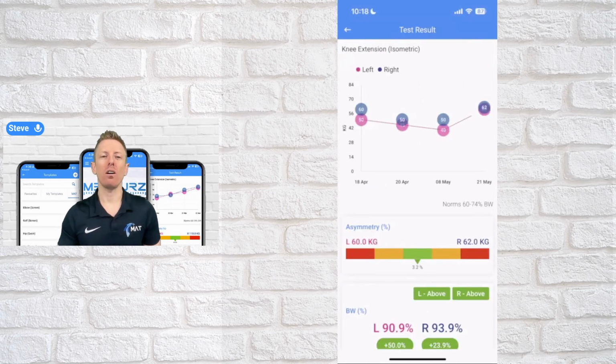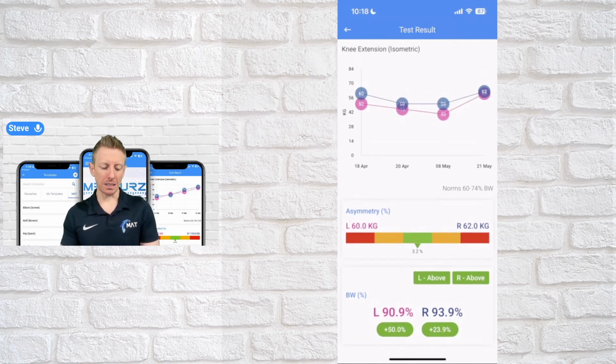When we have a look at our isometric test, obviously this is using our muscle meter. Again, you'll get a nice graph over time of those reference points and what happened in that session. You'll see the asymmetry percentage there. In this case, we can see the raw figures being 62 and 60 kilos, which is a 3% difference. We know we want to be less than a sort of 10 to 15% difference there, so that's what falls into those different orange and red zones. And then we can see it as a percentage of body weight and compare to norm.